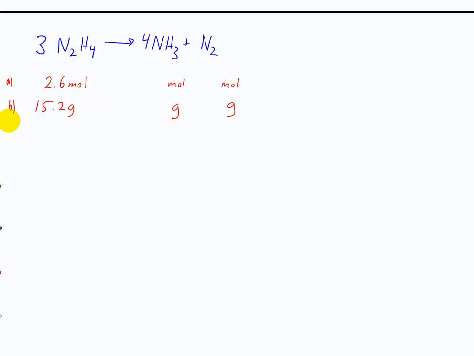So for part A, if we started with 3 moles of hydrazine, we would form 4 moles of ammonia. That's what the equation tells us, right? So if we start with 2.6 moles of hydrazine, how do we figure out how much ammonia that we make? Right. We multiply by 4 over 3 because that's the ratio between those two reagents. So think about it this way. 3 times what, we'll say x, equals 4 is really what we're saying. What is the factor that you have to multiply this by to get this? And the answer is 4/3, right?